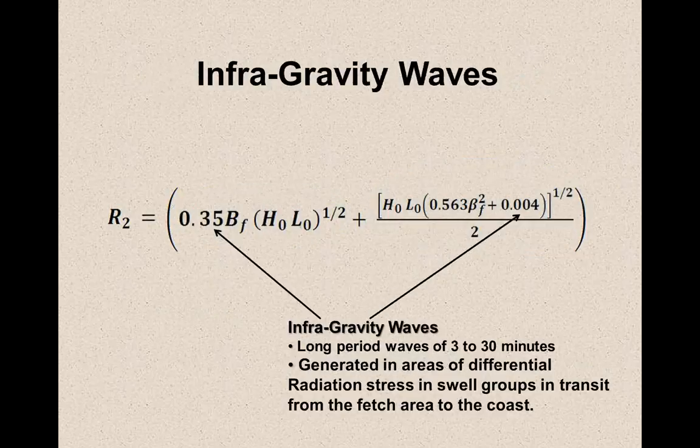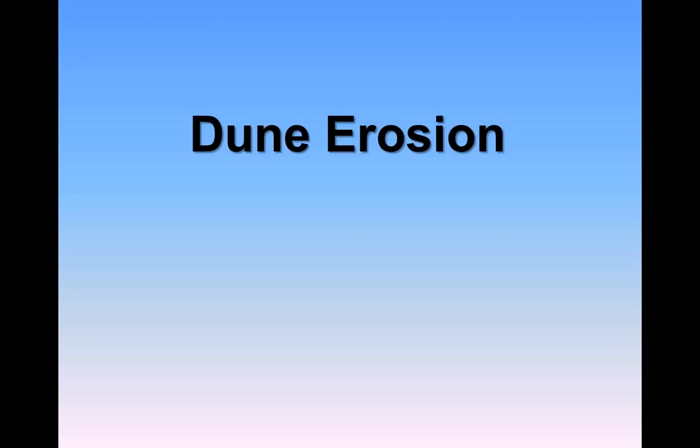One other nice feature of the Stockton parameterization is that it also incorporates infragravity waves. These are long period waves of anywhere from 3 to 30 minutes. They're generated in areas of differential radiation stress in wave systems in transit from the fetch area to the coastline.